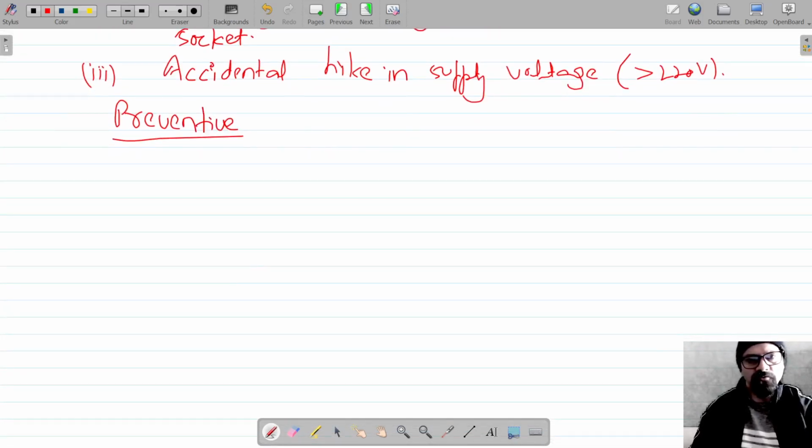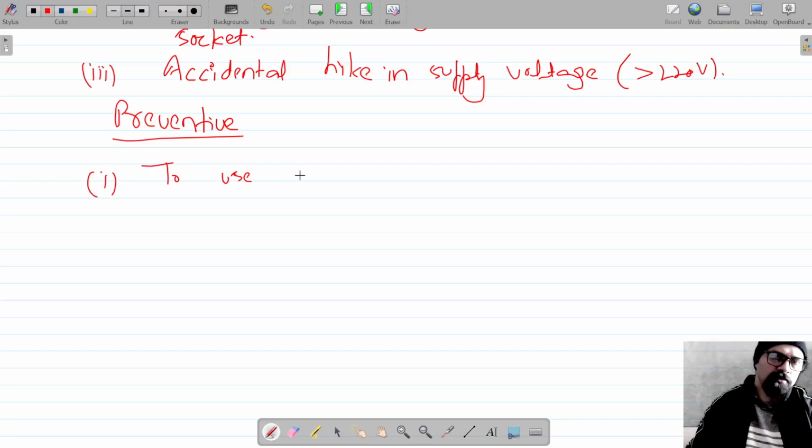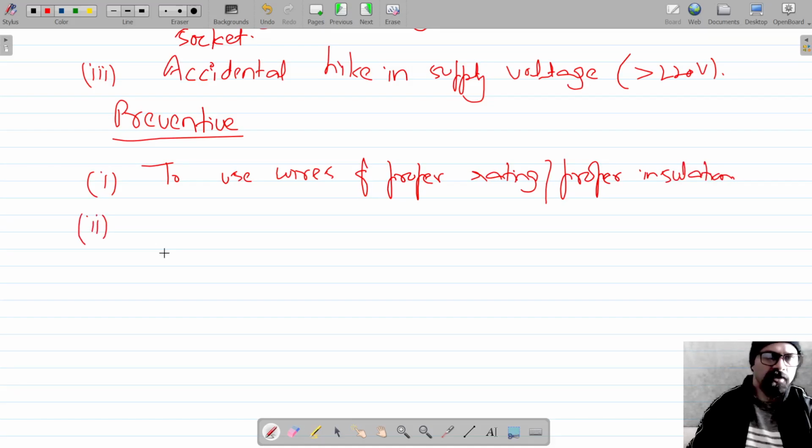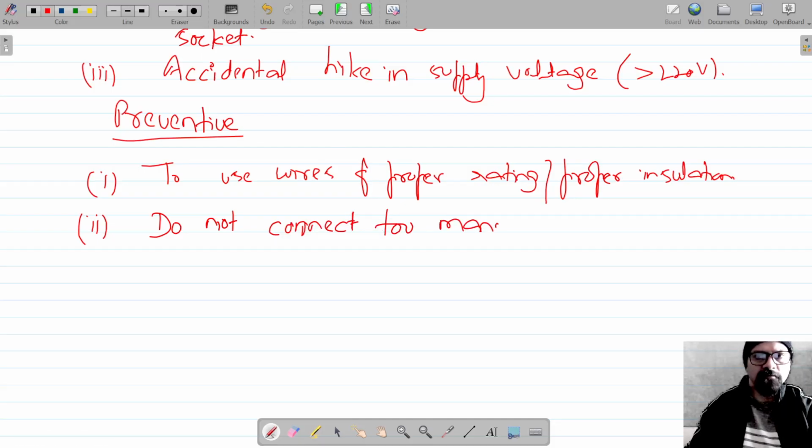The first one is to use wires properly. Okay, now second would be do not connect too many appliances to a single socket. So the causes could be the preventive measures. Just mention that do not connect too many appliances to a single socket.